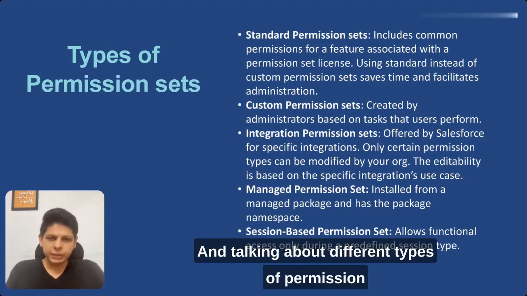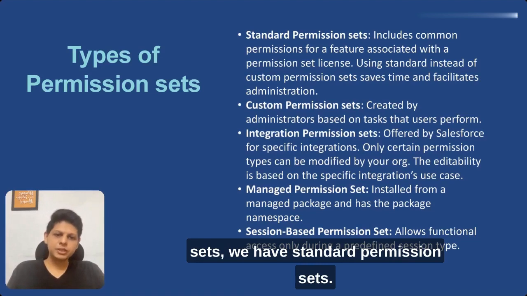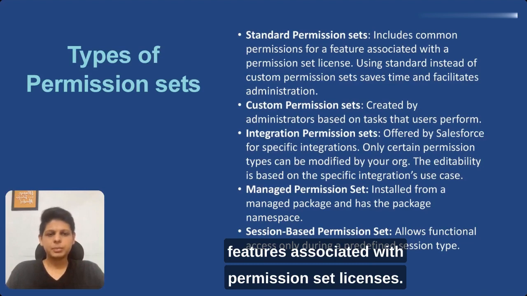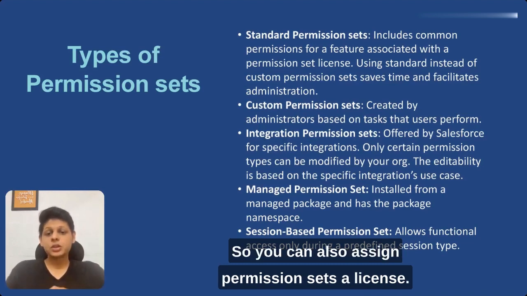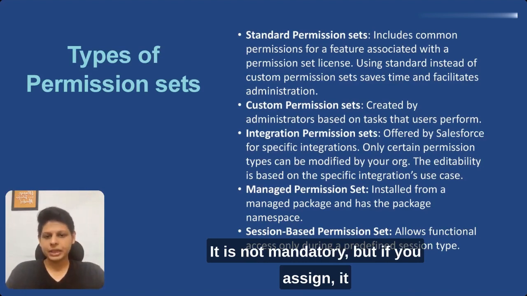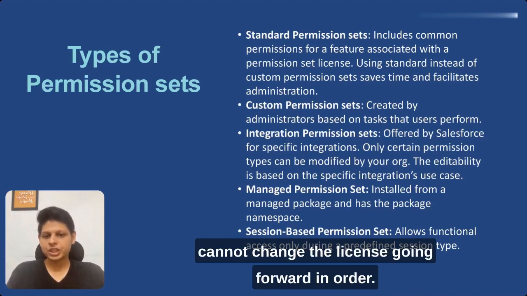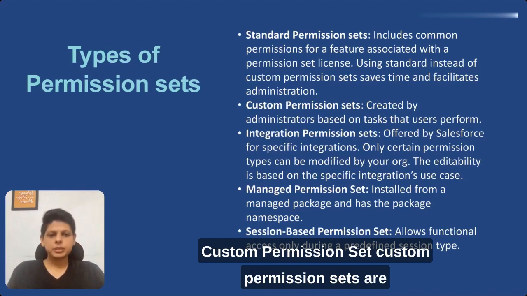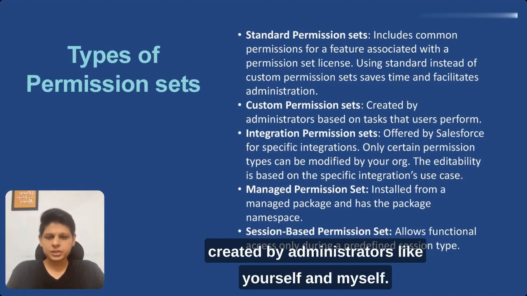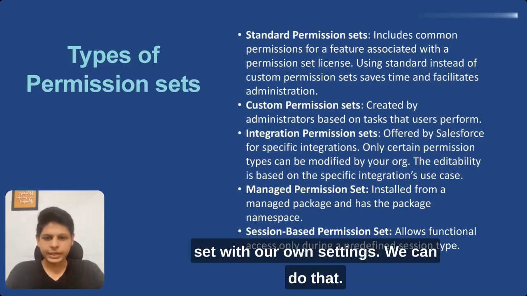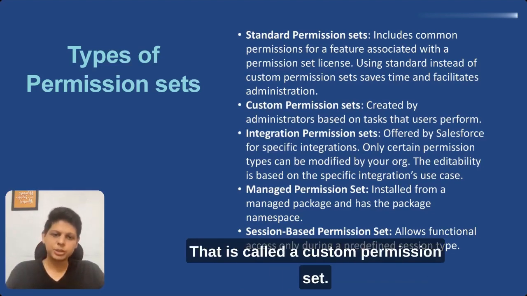Talking about different types of permission sets, we have standard permission sets. This includes common permissions for features associated with permission set licenses. So you can also assign permission sets a license. It is not mandatory, but if you assign one, it will be associated to that particular license, and you cannot change the license going forward. Then what are custom permission sets? Custom permission sets are created by administrators like yourself and myself. If we want to create a permission set with our own settings, we can do that. That is called a custom permission set.